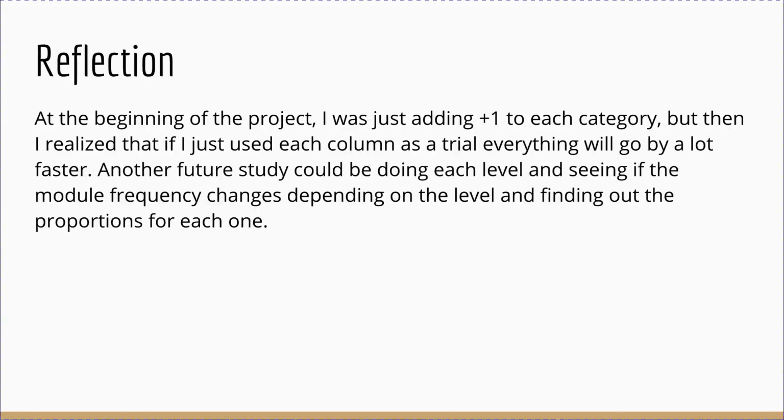So here's my reflection. At the beginning of the project, I was originally just adding +1 to each category, like a tally marker, but then I realized that was taking too long, so I just started using the column as a trial, and then everything went a lot faster to record. And another future study that could be done is doing each level of the game and seeing if the module frequency changes depending on the level, and finding out the proportions for each one.